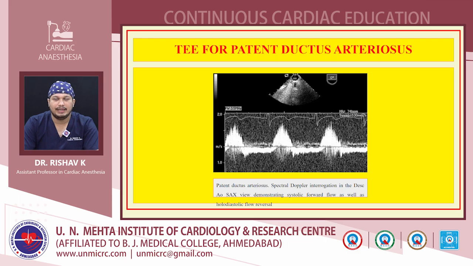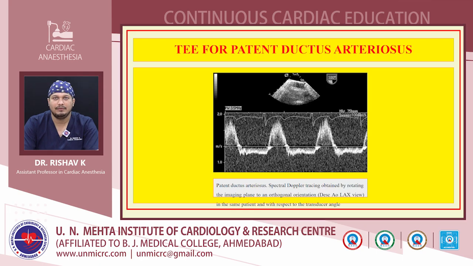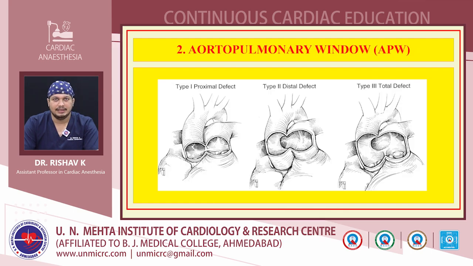Now coming to the holodiastolic flow reversal in the descending aorta, which we can clearly see in this image. Here it is a descending aorta short axis view demonstrating the systolic forward flow as well as the holodiastolic flow reversal using spectral Doppler. Another spectral Doppler tracing is obtained from the previous view by rotating it 90 degrees so as to obtain the aorta in the long axis view. That is, this is a descending aortic long axis view, and it shows the same type of holodiastolic flow reversal, and that is what is seen here.